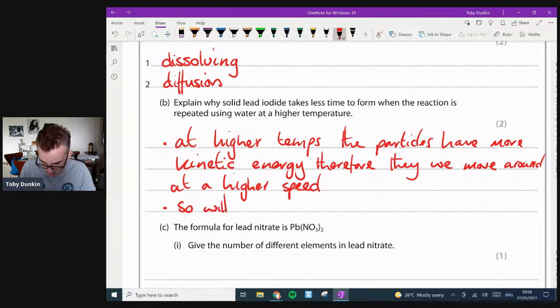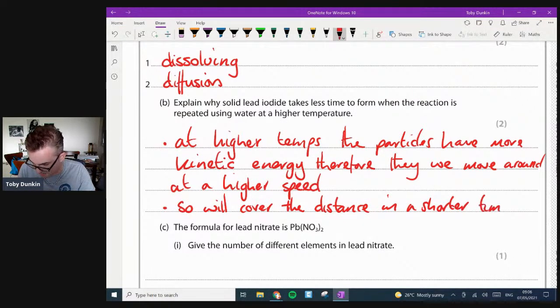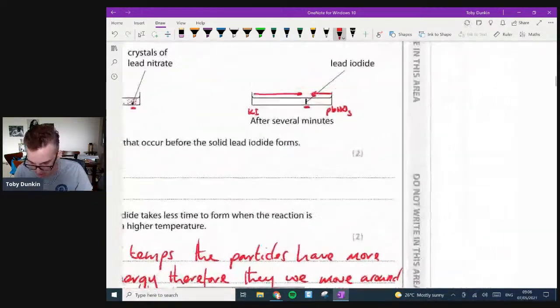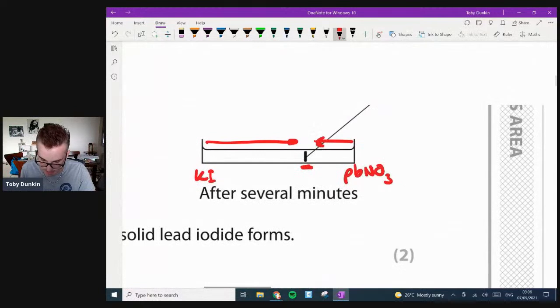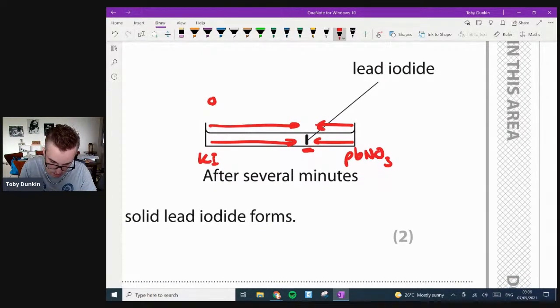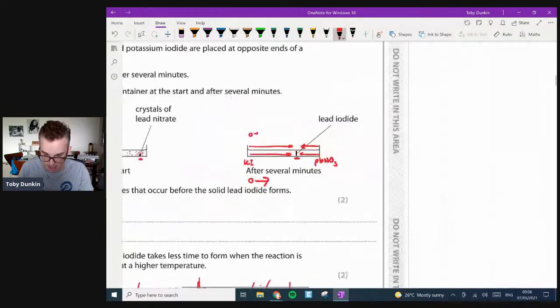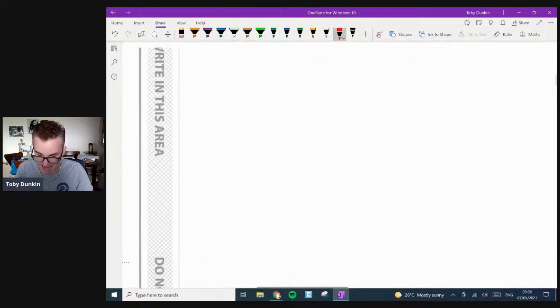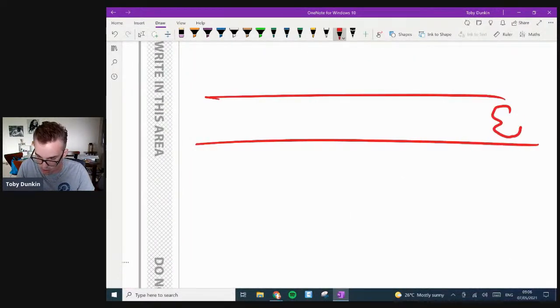So will cover the distance in a shorter amount of time. So what they're doing is, it's quite a clever question now, 2 marks. We can see the distance that the particles need to travel. They need to travel these distances. And what we're realizing is that at the higher temperature, because the particles in the low temperature have less kinetic energy and the particles in higher temperature have more kinetic energy, they're going to cover that distance in a shorter amount of time. This is a really lovely play on the diffusion in the tube with concentrated.